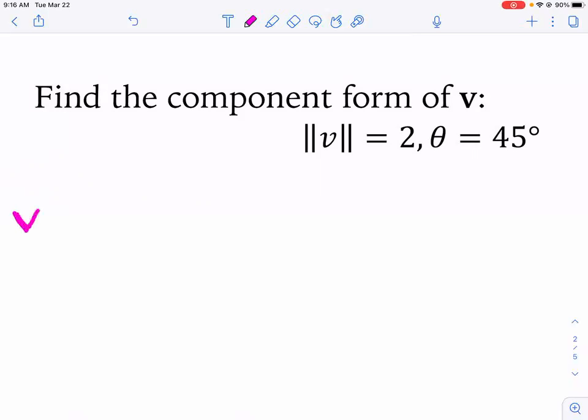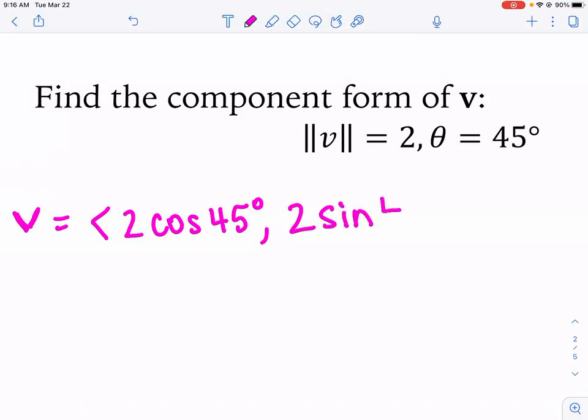Okay. So, vector V. We know that the horizontal component is going to be magnitude times the cosine of theta. And our vertical component is going to be magnitude times the sine of theta.